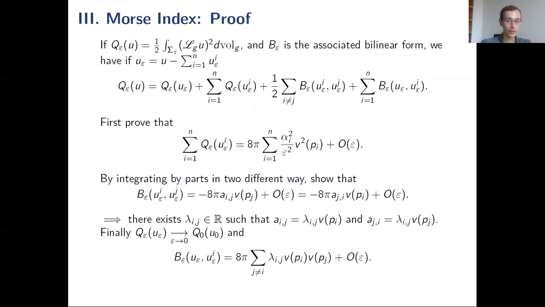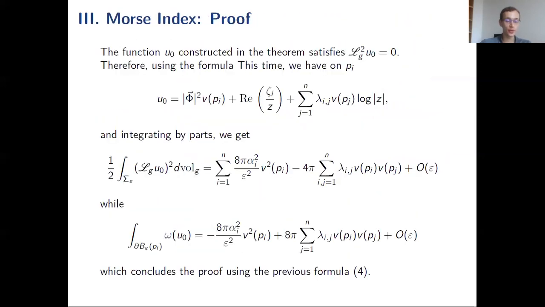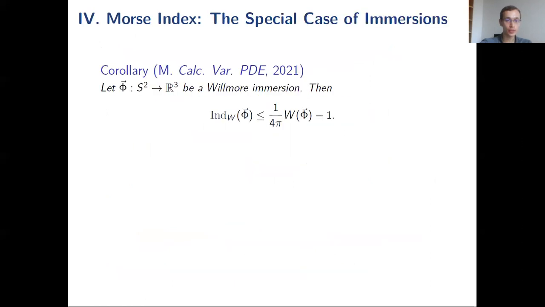But now the good point is that the first term, the integral of LG u0, you can integrate by parts directly, and LG squared is 0. So you get something that you can compute, and the singular terms will vanish, and you get only this constant term 4 pi times the sum of lambda ij, vpi, vpj. So it's the main result, the main corollary in the case of immersions.